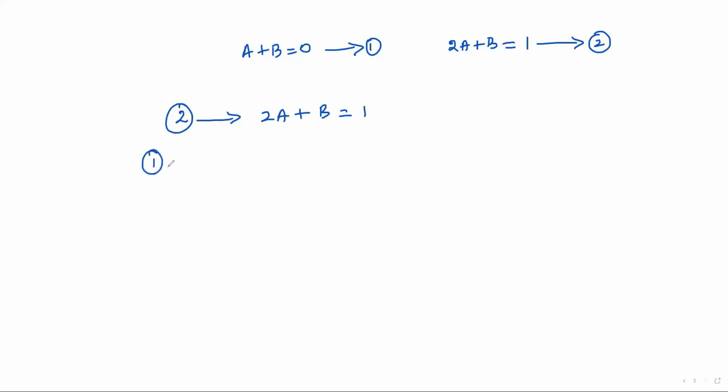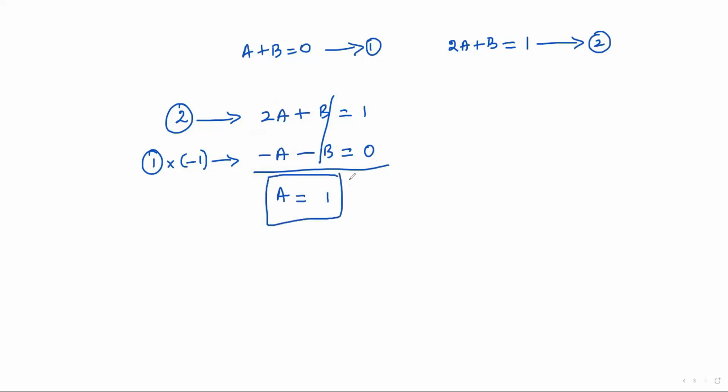So I multiply the first equation by -1. When I multiply this part by -1, I'll be getting -A, -B. On the right side, we have 0. So positive B and negative B will cancel out. When I combine 2A and -A, it will be just A. And when I combine 1 and 0, I get 1. So I got A is equal to 1.